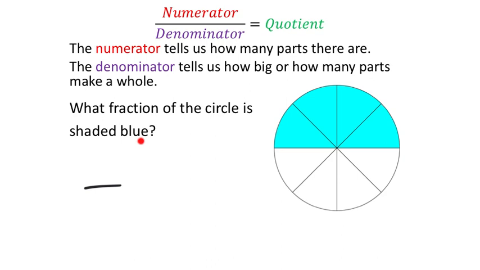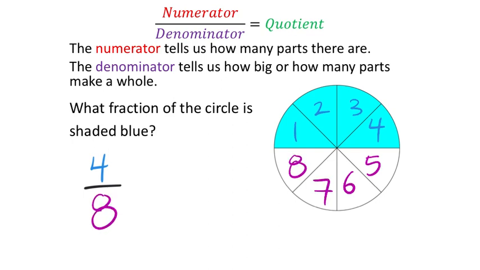So looking at shaded blue, I would just count how many pieces are shaded blue. 1, 2, 3, 4. So we know how many pieces is the numerator. How big they are is the denominator, which tells us how many pieces it takes to make a full circle, or you could say a pie. But since we've already counted 4, this would be 5, 6, 7, and there's 8 pieces, meaning they're size 8th pieces. This would be 4 pieces shaded blue out of 8 pieces in the whole.